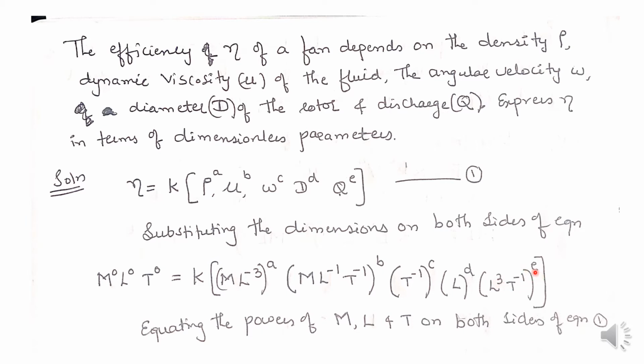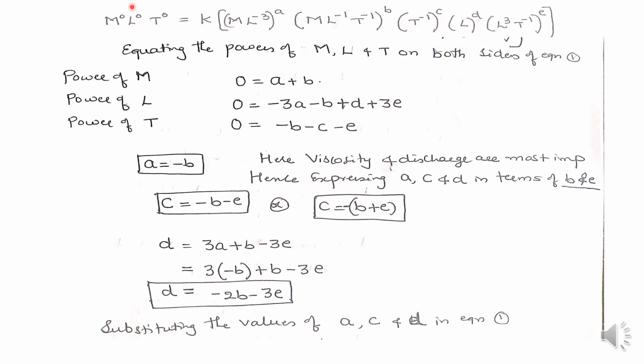Now let us equate the powers of M, L and T on both sides of the equation. So this is my first step, and this is my second step: writing the dimensions on both sides of the equation for each and every term. After writing the dimensions, let us equate the powers of M, L and T on both sides. Let me write the power of M.